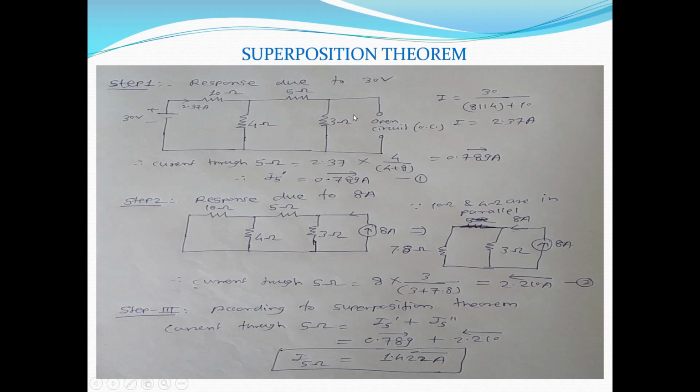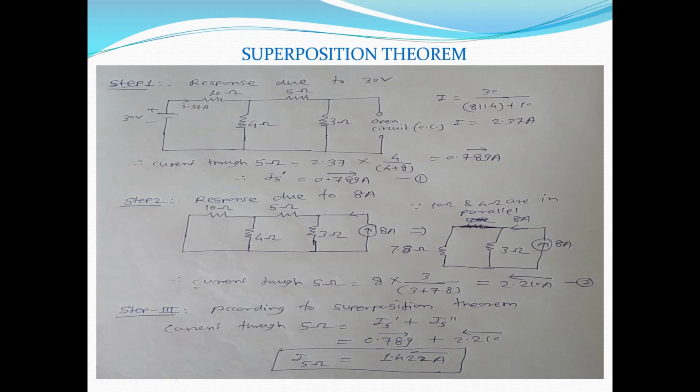So what is the current supplied by the source? I is equal to 30 upon (8 parallel 4 plus 10), that is 2.37 ampere. So this is the current supplied by the source in this case. But actually we have to calculate the current flowing through the 5 ohm. So what we'll do, we'll use the current divider rule.